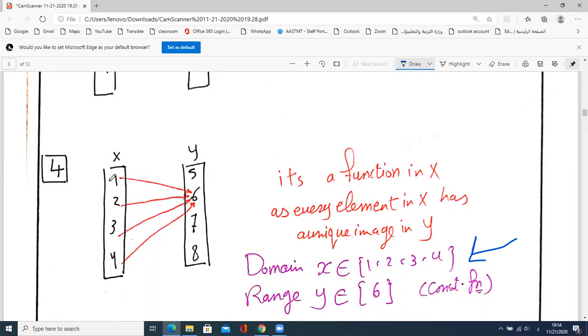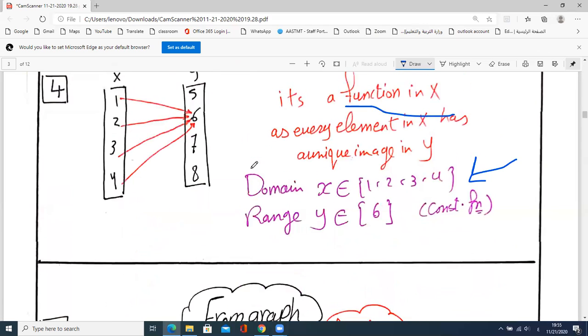So, does every element in domain have a unique image in codomain? When you answer this question, does every element in domain have a unique image in codomain? Yes. Every number in x has only one answer in y. That means every number in x has only one arrow coming out of it. Only one arrow. Okay? Then this is a function in x.